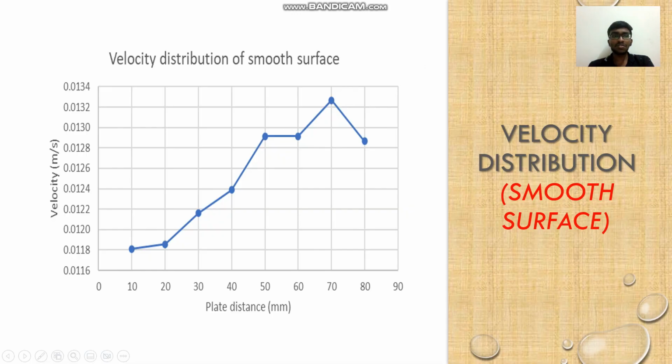So now let us look at the velocity distribution of the smooth surface. This graph represents the trend of the velocity movement along this boundary layer. As we can see, from plate distance 10 to 50, there is a rise, and from 50 to 60 there is a constant value, which is the constant velocity distribution. Then there is an increase, and after that a decrease when reaching plate distance 80.